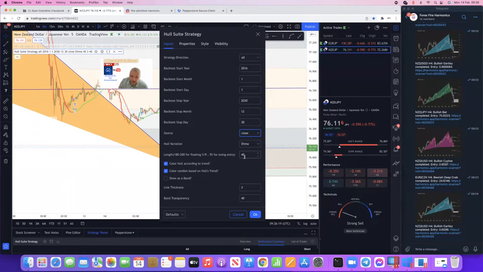However, I'm forward testing this with 40. The line thickness, you might want to reduce. I put this down to 3. And the transparency of the band, so the sort of opacity, I've got it to 40, okay? So pause your video, take notes of that, jot it down. So if you want to follow forward with what I'm doing with a forward test, you can do.